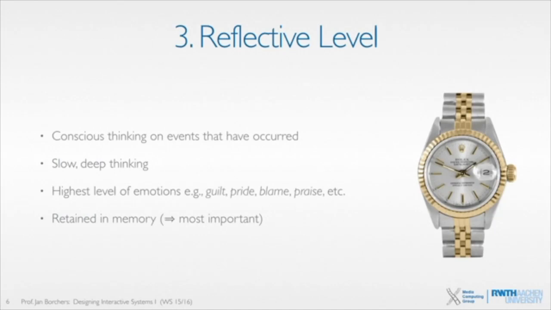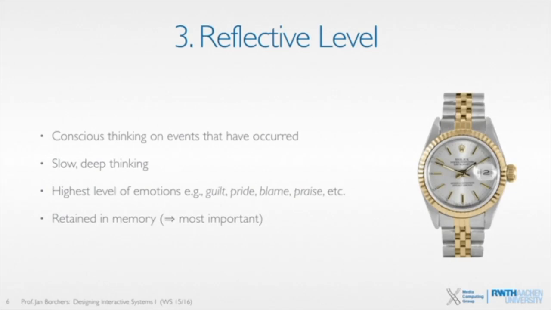Okay, so that's the behavioral level, visceral level, behavioral, and the third level is what Norman calls the reflective level. This occurs in retrospect, so this happens after the fact. It's a conscious thinking on events that have occurred, something that we humans can do, that animals can't. It involves slow, deep thinking, and it is the sort of most abstract or highest level, if you like, of emotions. Things like guilt or pride or blame or praise. And those are retained in memory. That makes them very important.